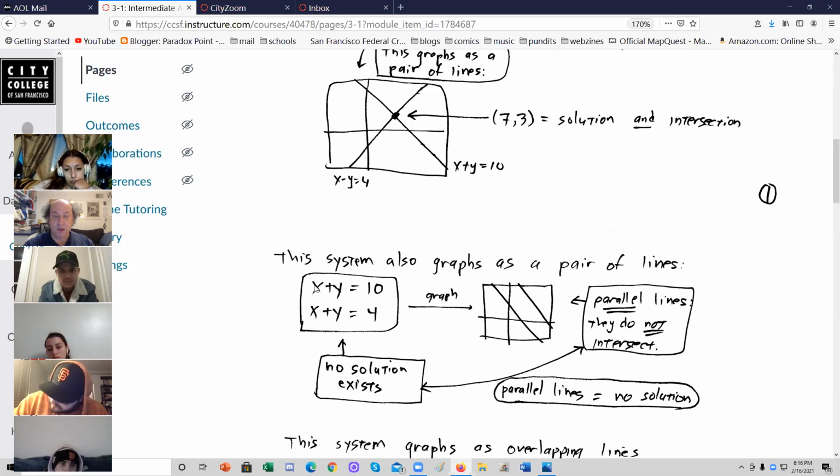Now here's another pair of lines. x plus y equals 10, x plus y equals 4. Now if you graph that, you get two parallel lines, and they do not intersect.